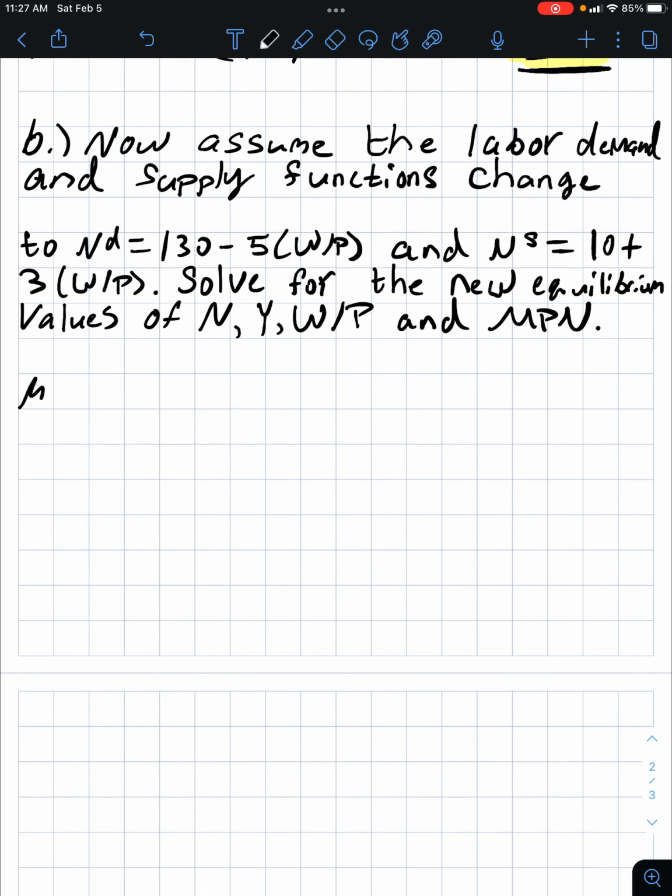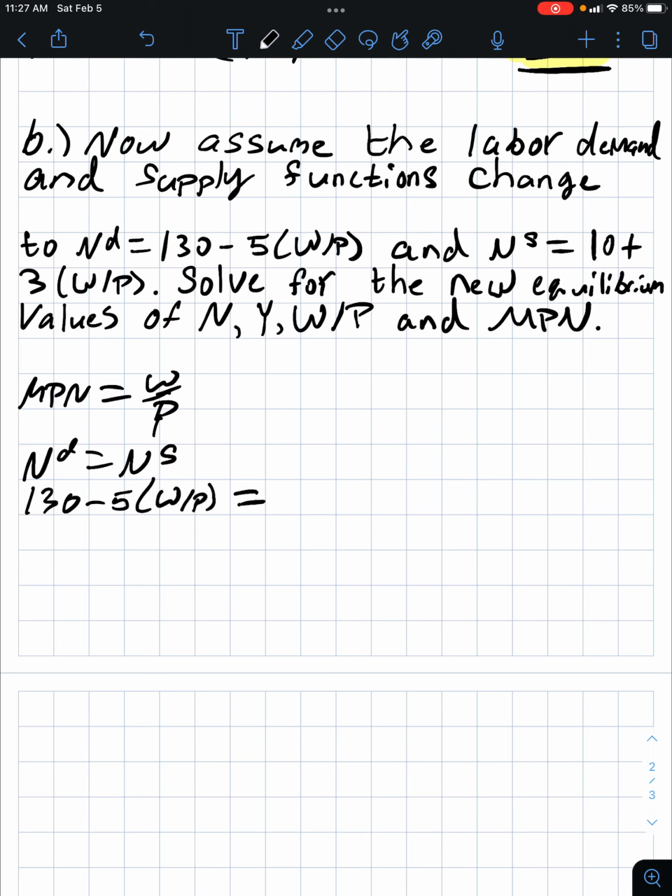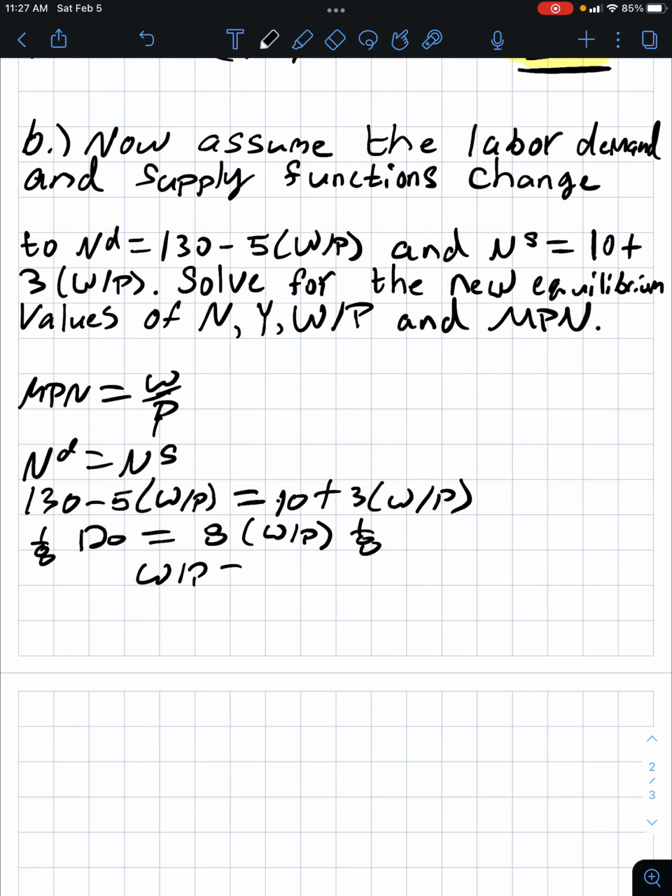So, remember that MPN is equal to W over P, and the demand is going to be equal to the supply. So since our demand 130 minus 5 W over P is equal to the supply 10 plus 3 W over P, we'll get 120 is equal to 8 W over P. We solve for W over P by multiplying both sides by 1/8. And we'll get W over P is equal to 15.